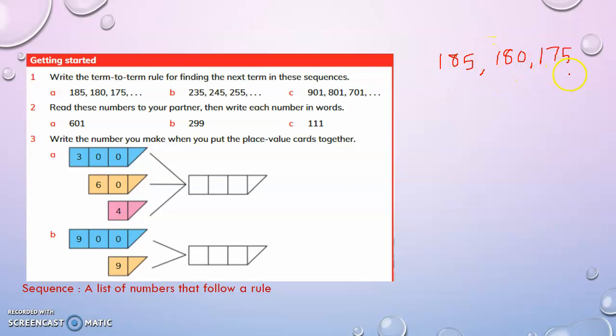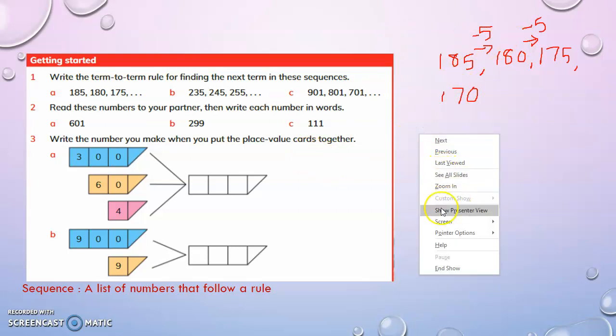Is it becoming smaller and smaller by the same amount? Yes, you can see 185 and 180. When you do minus 5, you get 180. 180 minus 5 gives 175. So what will be the next term in the sequence? 175 minus 5, which is 170. So the term to term rule is the number decreases by 5. So that is about question number A.